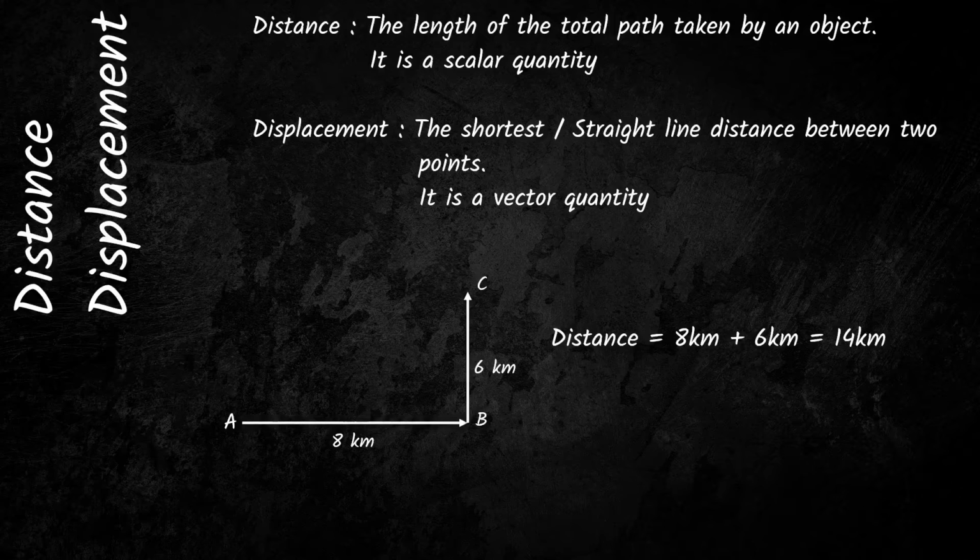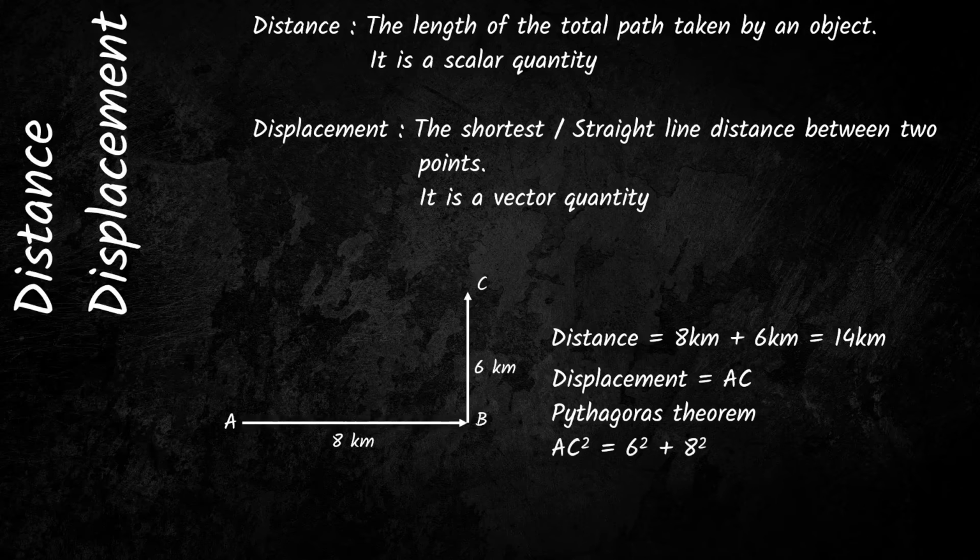But the displacement is going to be different. The displacement is going to be from A to C. So the direct length from A to C is the displacement. To figure it out, we are going to use the Pythagoras theorem, which is hypotenuse squared equals the sum of the squares of the two legs of the right triangle. In this case, we have 8 kilometers east and 6 kilometers north. As discussed in the previous videos, north and east have an angle of 90 degrees. Hence, A, B, and C form a right angle triangle, where we can easily use the Pythagoras theorem.